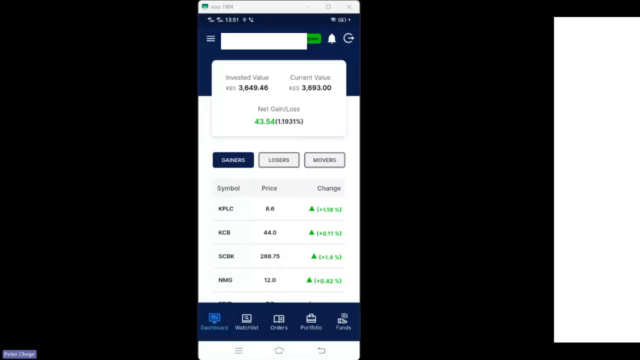Below that, you have gainers, movers, and losers. Gainers is in terms of price, the ones that have appreciated in price. Losers is in terms of price, those that have gone down. Movers is in terms of volumes, the shares that are trading in high volumes. So you know that it doesn't affect your trading. So we go to watch lists.